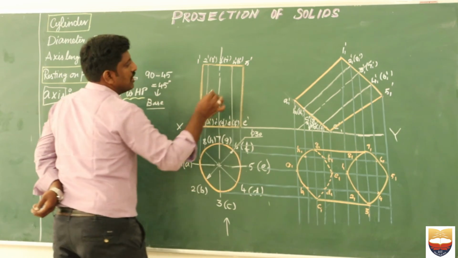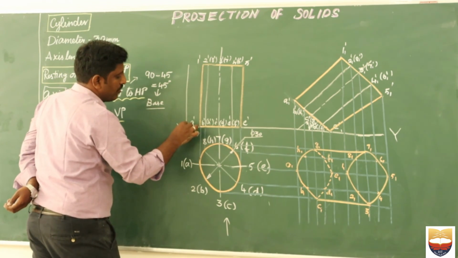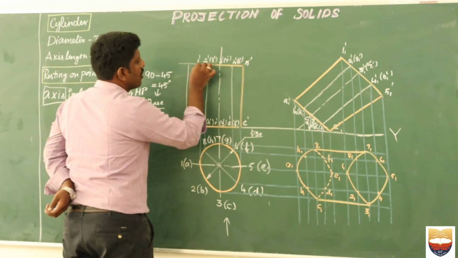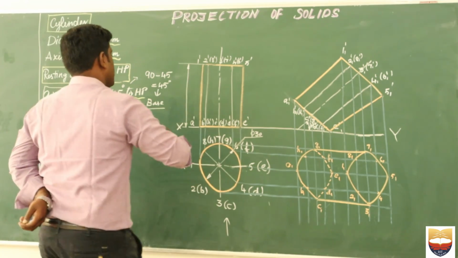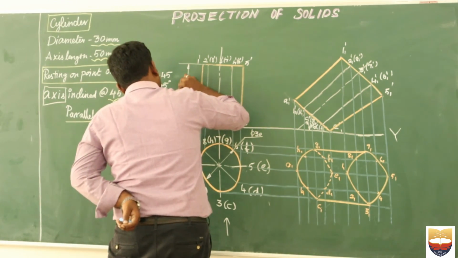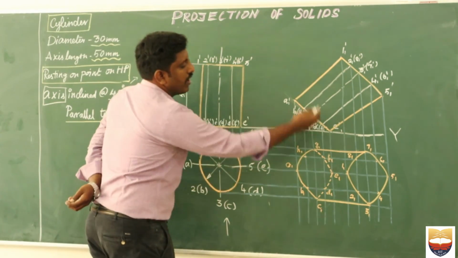And you know that obviously you need to have the height of your cylinder, which is given as 50 millimeter. You draw your extension line, you draw your dimension line, and the height is given as 50 mm. So this is your simple position, and this is your final inclined position.